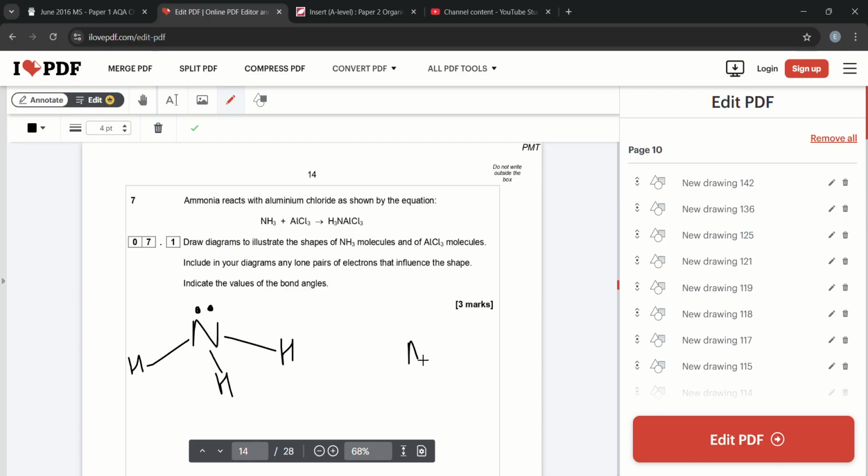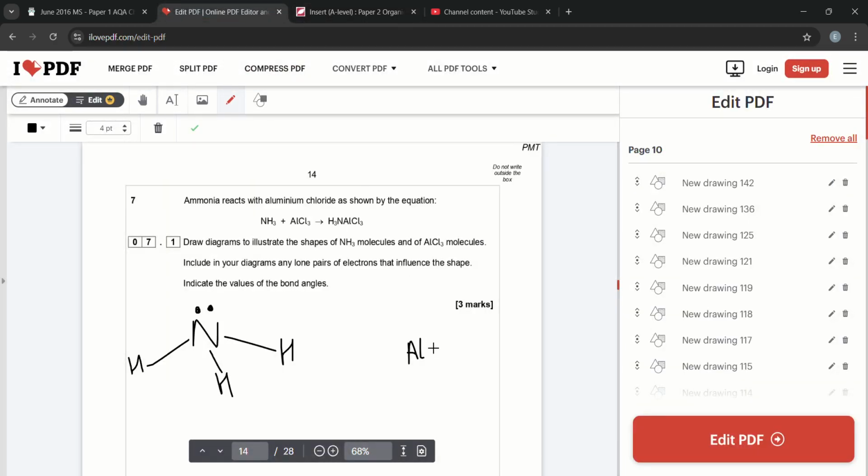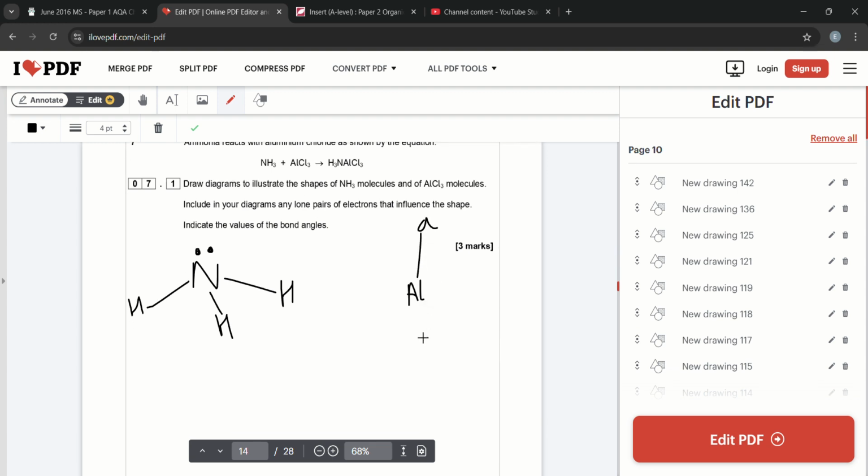AlCl3, well, aluminium is in group 3, attached to 3 chlorines. Therefore, it's not going to have any lone pairs of electrons because it's bonded to as much. That's the maximum number of bonds it can have. AlCl3, and so no lone pairs of electrons.